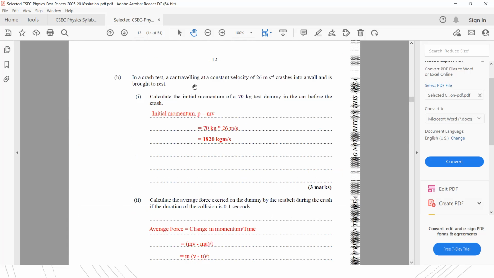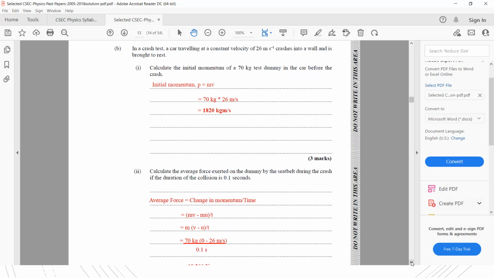All right, this one is about momentum. Now, momentum is equal to the product of mass and velocity. So the mass of the test dummy is 70 kilograms, and the car is traveling at 26 meters per second. So 70 times 26, that's 1820 meters per second.